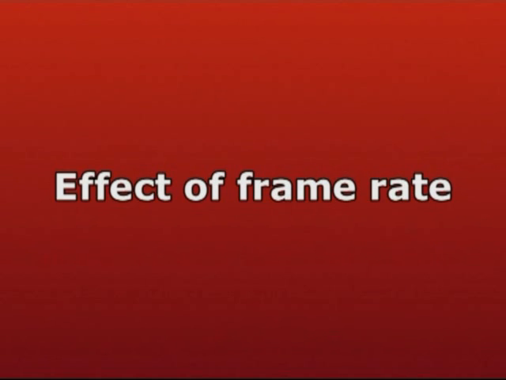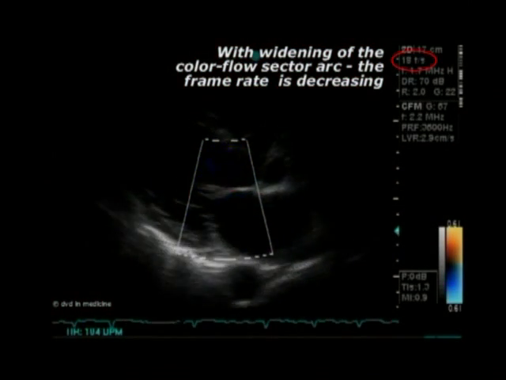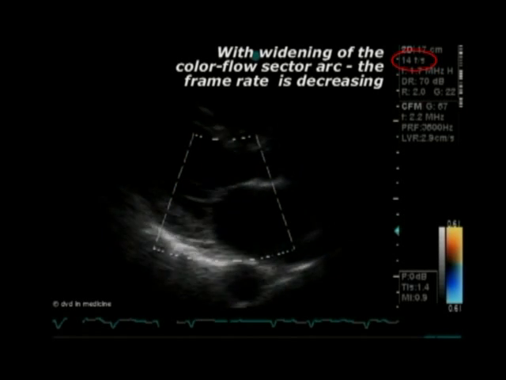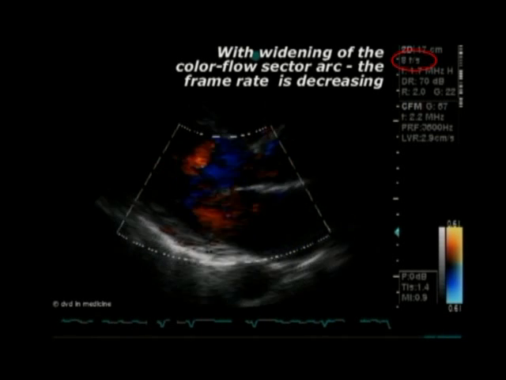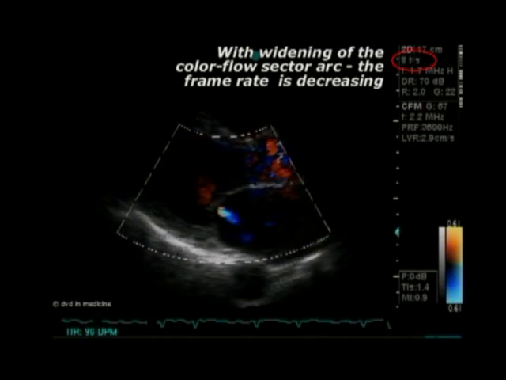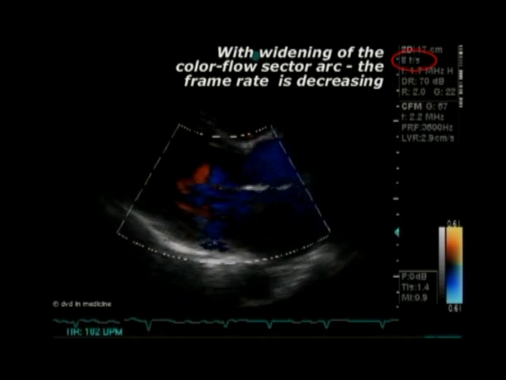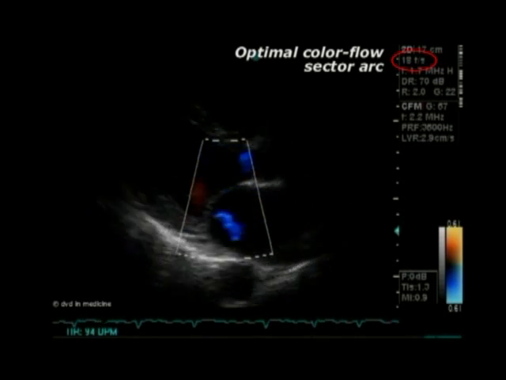Effect of frame rate. In this video segment, the effect of decreased frame rate is shown when a moving jet is encountered. Low frame rates may increase the size of a mitral regurgitant jet. Obviously, the maximum temporal sampling that is possible will provide a truer depiction of dynamic jet size. One should completely avoid widening the color flow sector arc, thus slowing frame rate and obscuring flow dynamics.